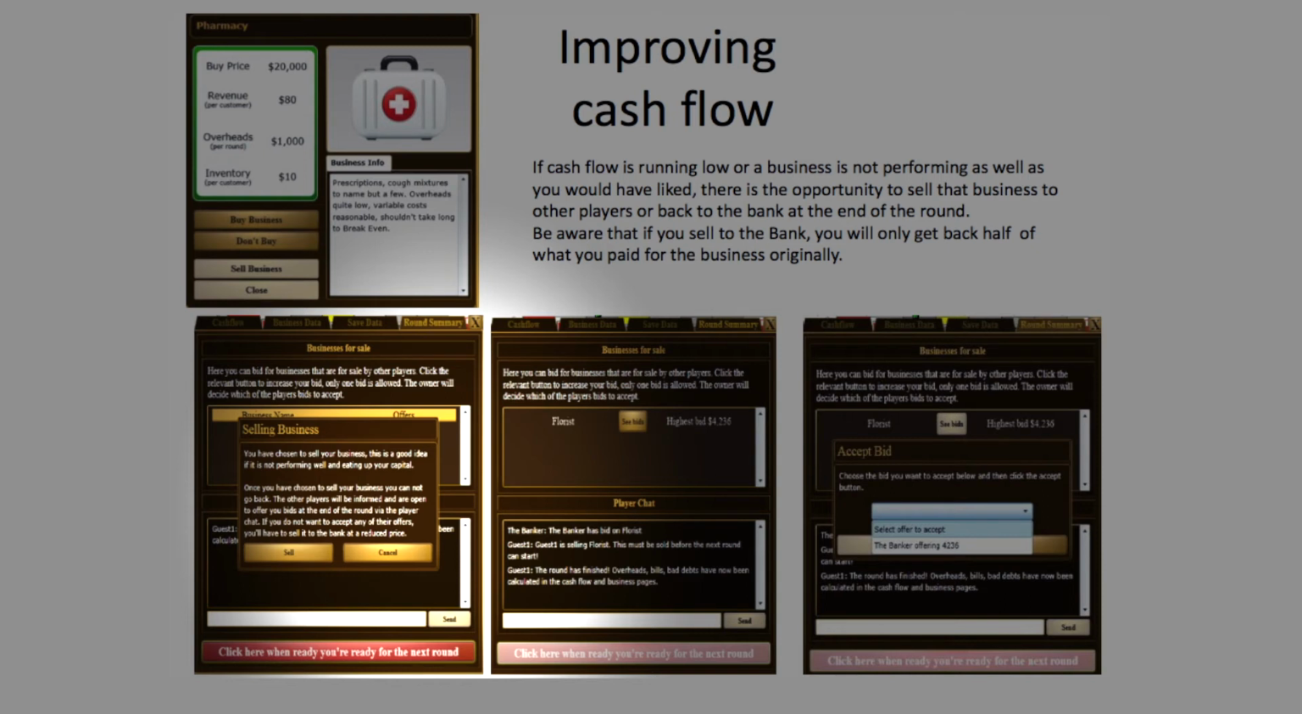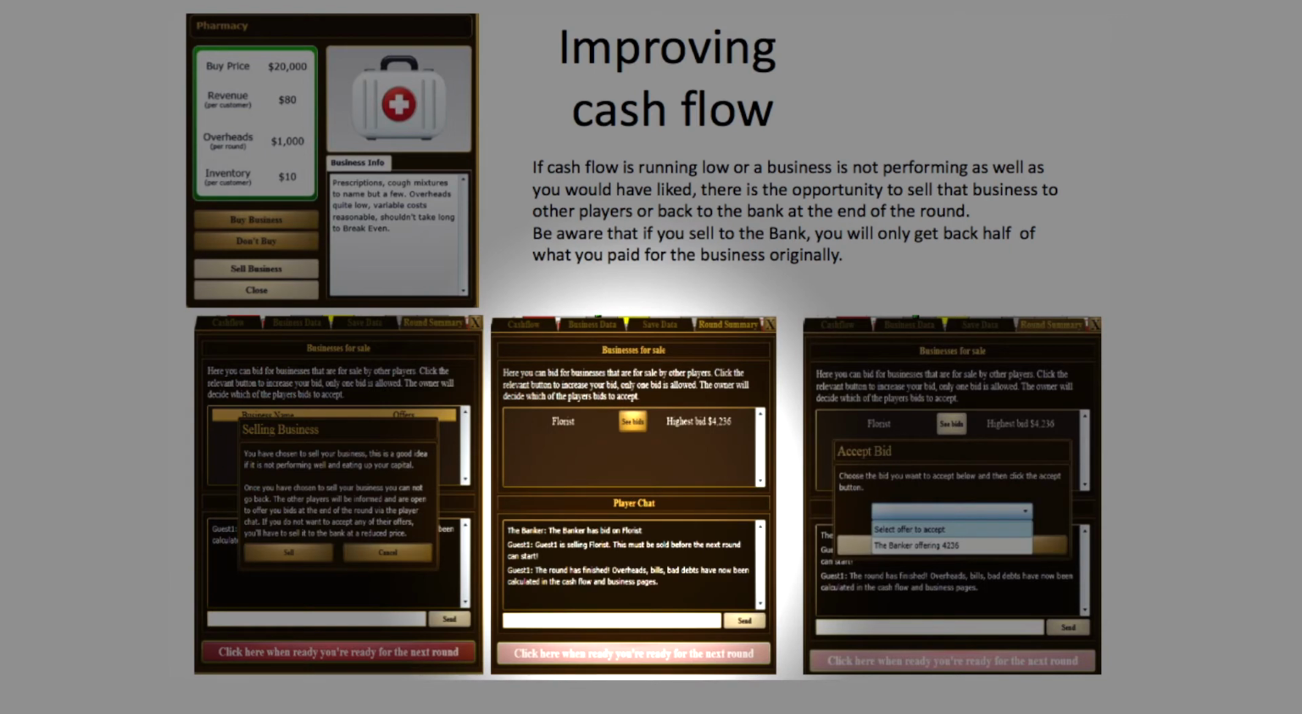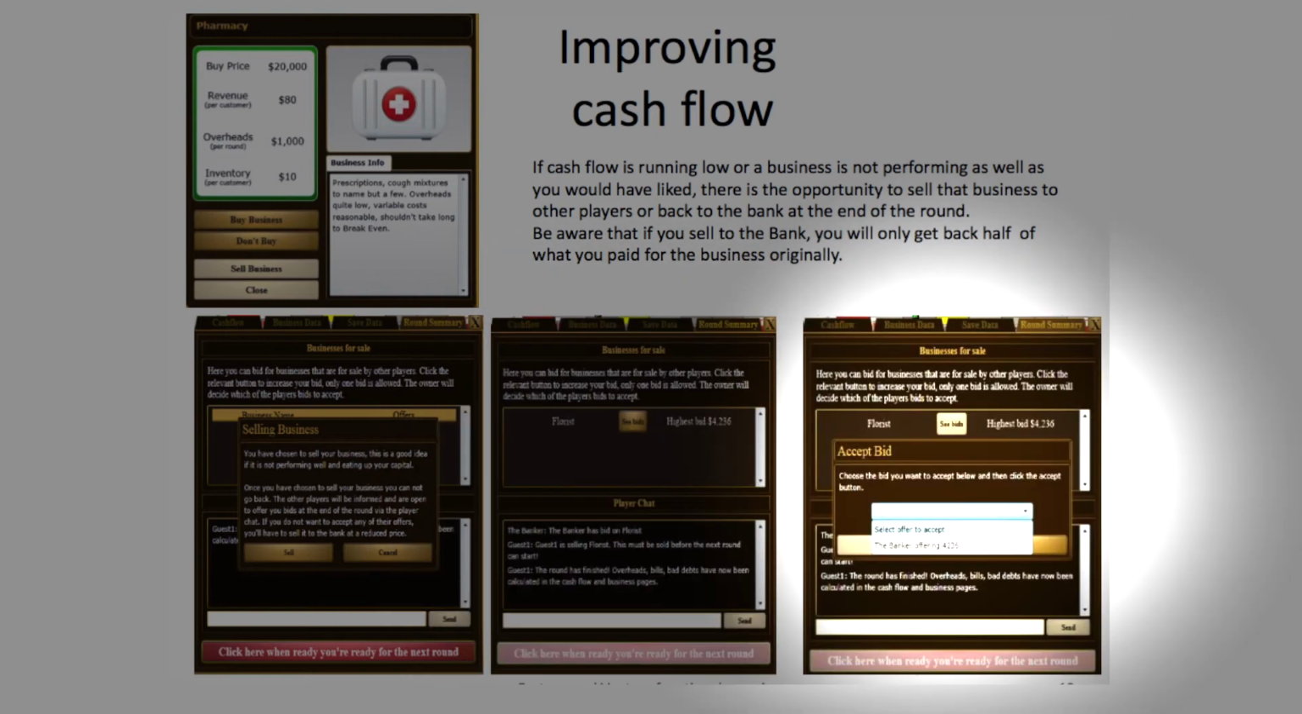When you sell your business, you will be prompted and made sure that this is what you want to do. You may then see bids by other players as well as the bids from the bank. Once you have accepted a bid, you may click Accept Bid, and that will show you which bid you have accepted.